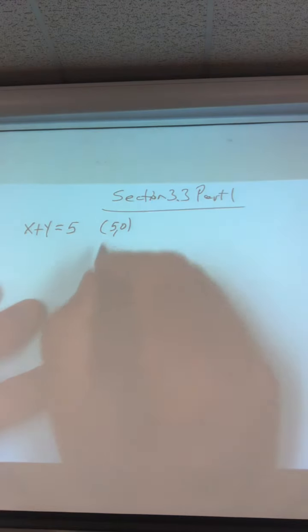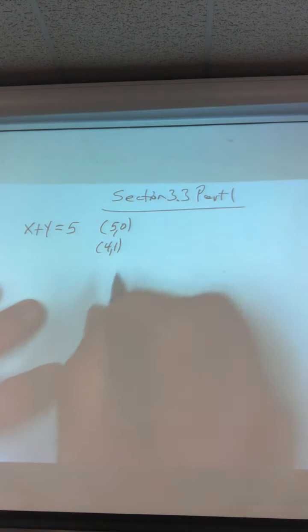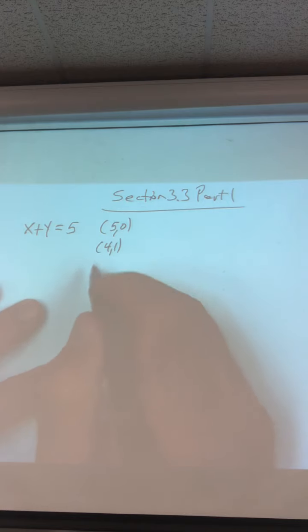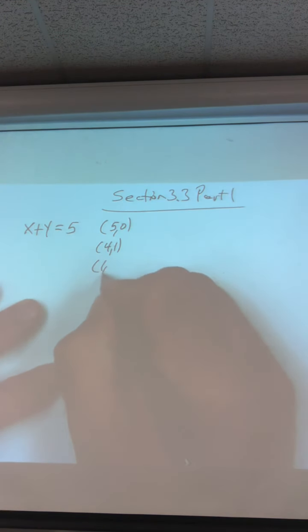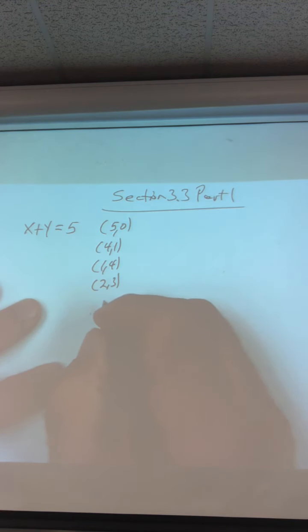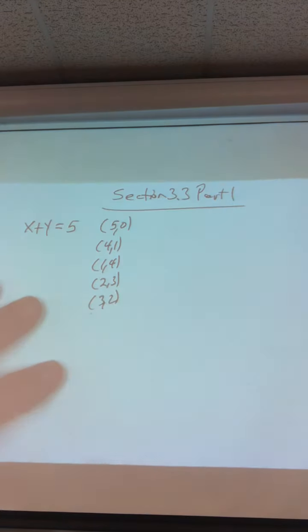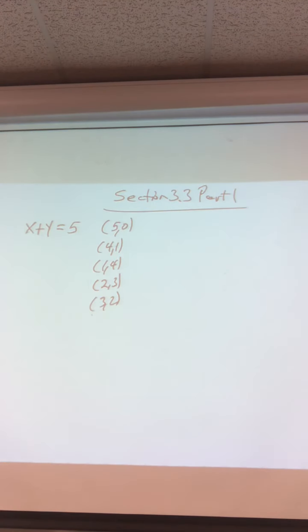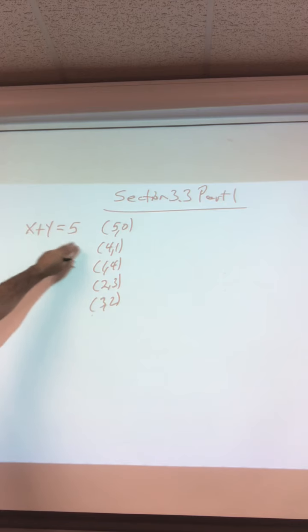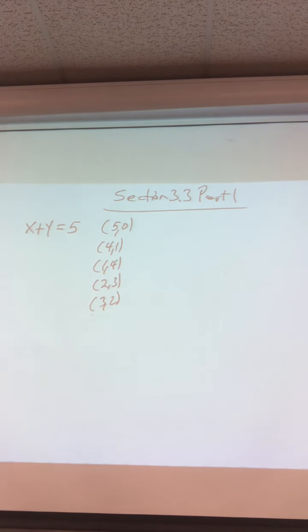is 5 comma 0 an answer to this problem? Yes, because 5 plus 0 is 5. But what about 4 comma 1? Is that an answer? Yes, because 4 plus 1 is 5. What about 1 comma 4? What about 2 comma 3? What about 3 comma 2? So you can see, and I mentioned this to you in the last section, most equations containing two variables have a whole bunch of answers. It's really more than a whole bunch, I'll talk about that in just a second.